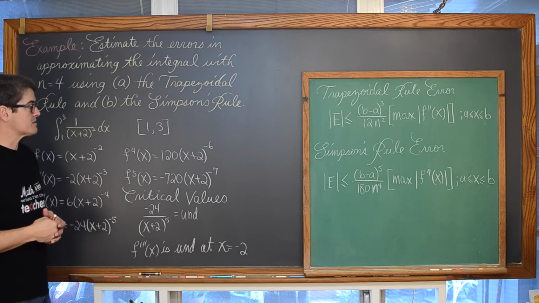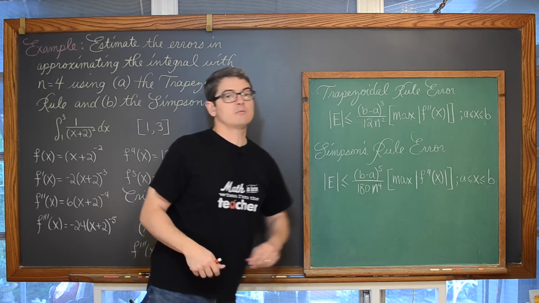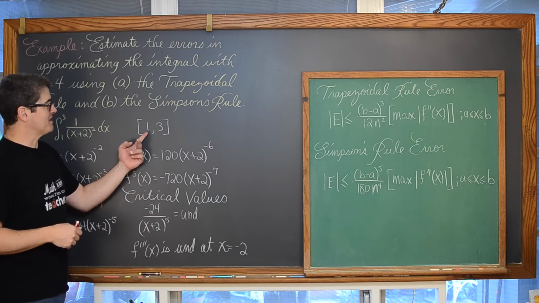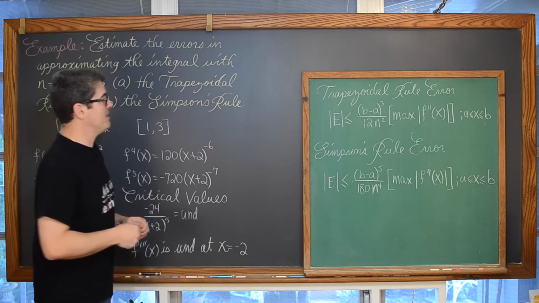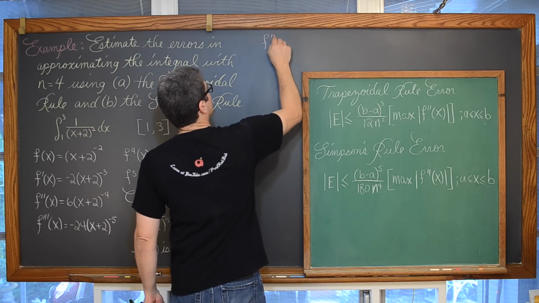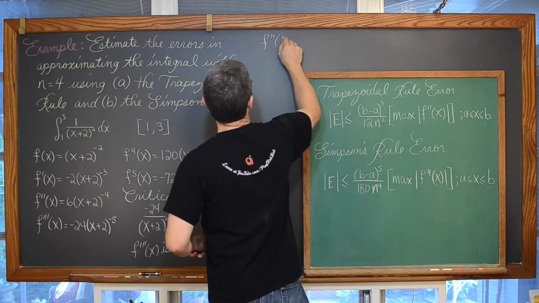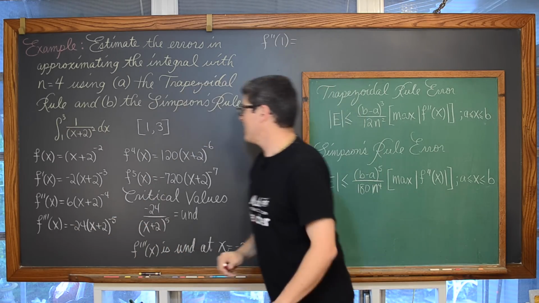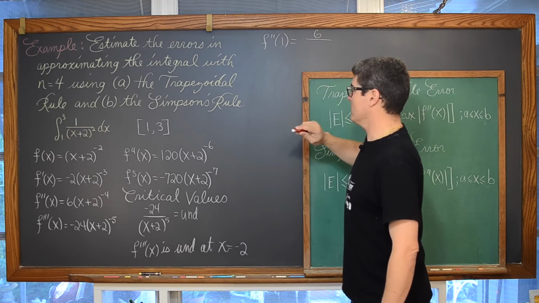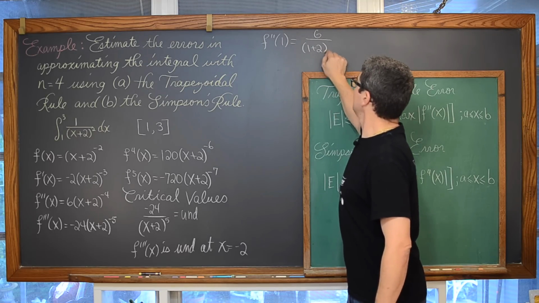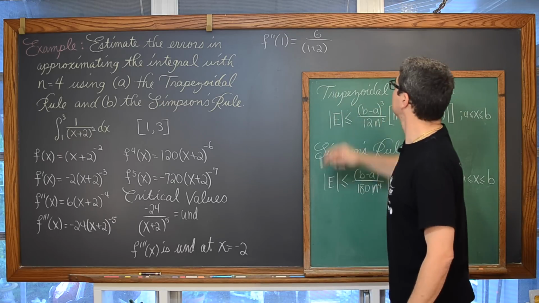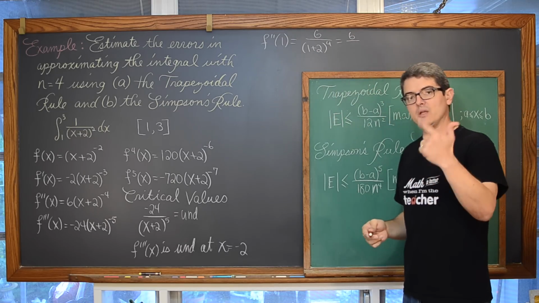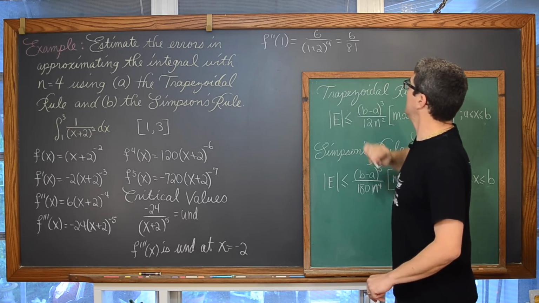All we have to do to find the maximum of the absolute value of f double prime of x is plug in the values of 1 and 3 and see which one comes out to be bigger. So f double prime of 1, well, that is going to be, where's f1? Here we go. So we have 6 over 1 plus 2 raised to the fourth power. That is going to be 6 over, now, 3 to the fourth power. So 3, 9, 27, and 81.